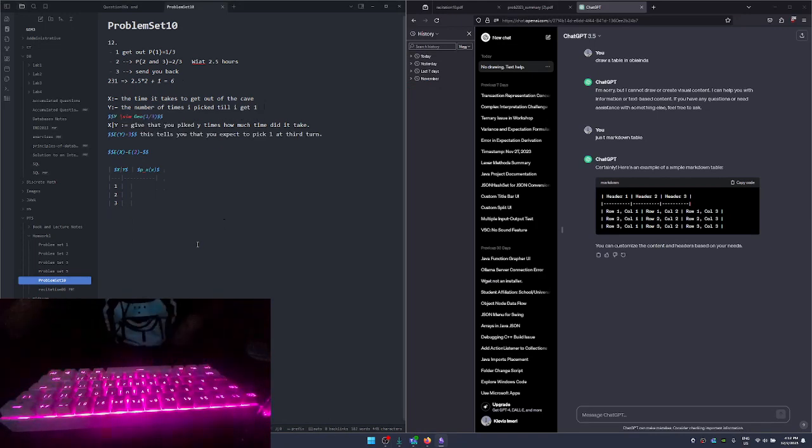And then you have x given y: given that you picked y times, because it tells you till you get 1, how much time did it take? Well, if you picked only 1 time, but what? Well, I'm pretty dumb, I think. Something is missing. So let me look at what we did in class, because oh my god, my brain. Okay, this seems very weird.